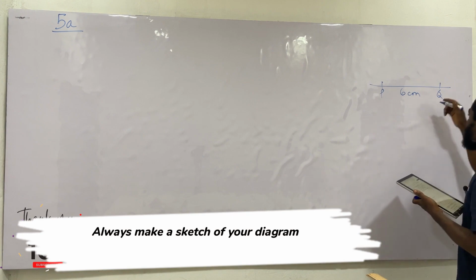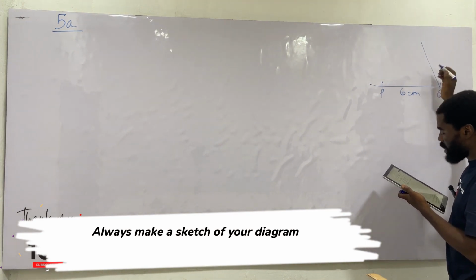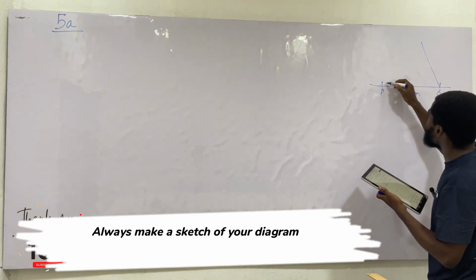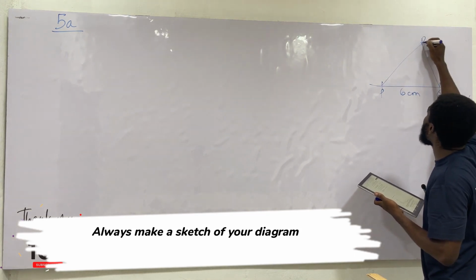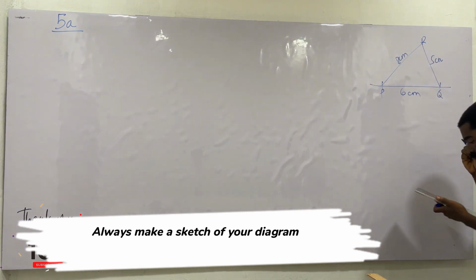Then QR, Q to a point R, is 5 cm. I don't know the R yet. Then PR is 8 cm. So maybe something of this sort, and this is my R. So this is 5 cm, and that is 8 cm. A rough sketch before we start the main work.